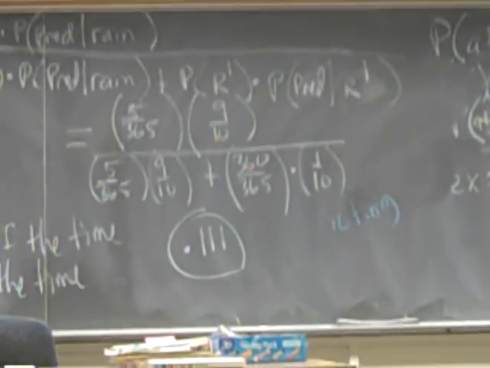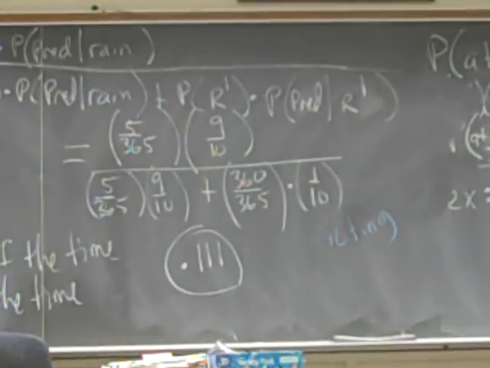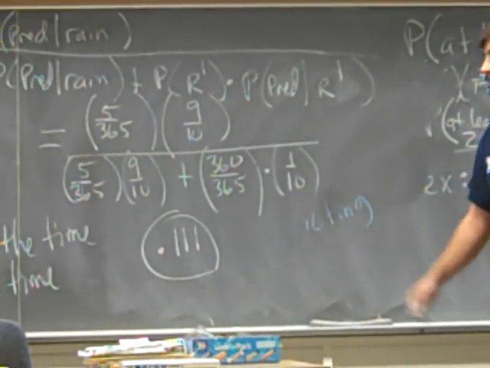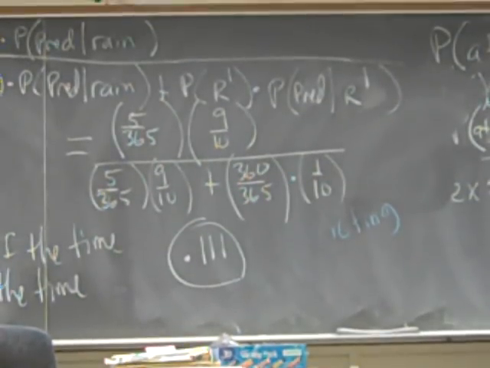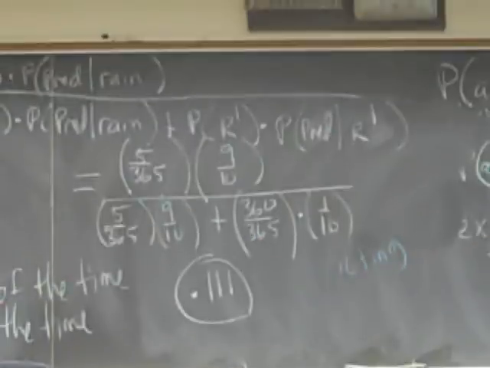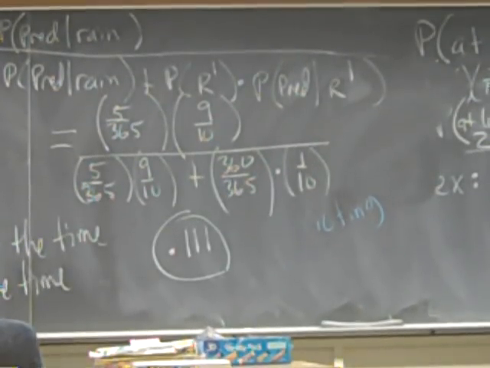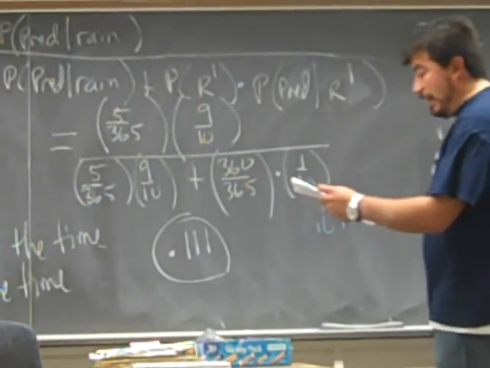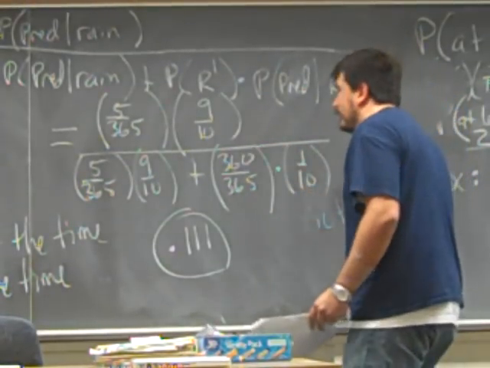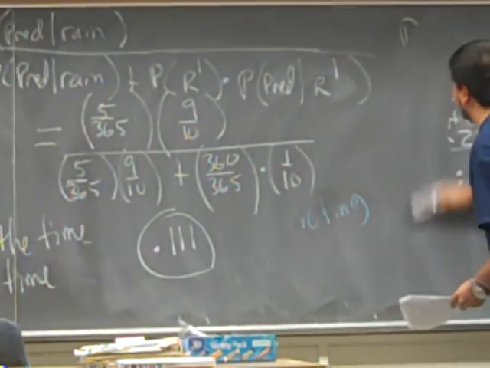Yeah. It's very interesting, isn't it? You're thinking, well, he predicts it right 90% of the time, so shouldn't it be a lot higher? Nope. Because it doesn't rain that often. Yeah. That's what throws it off, is the fact that it rarely rains. You know what I mean? Okay. The last two things actually are a little bit easier to follow.